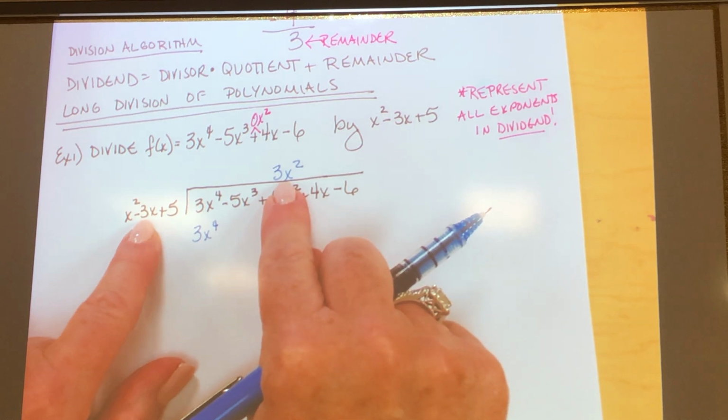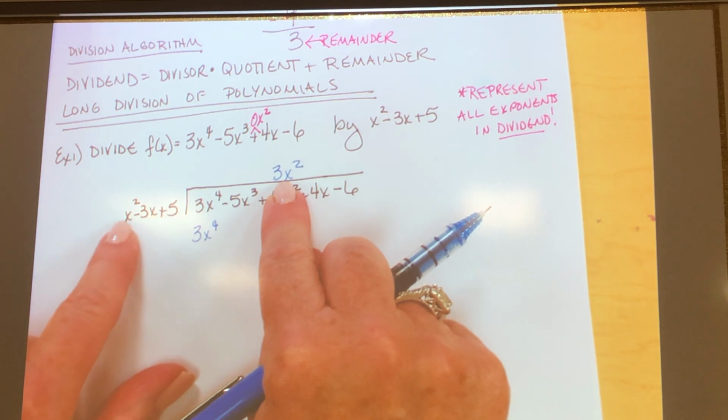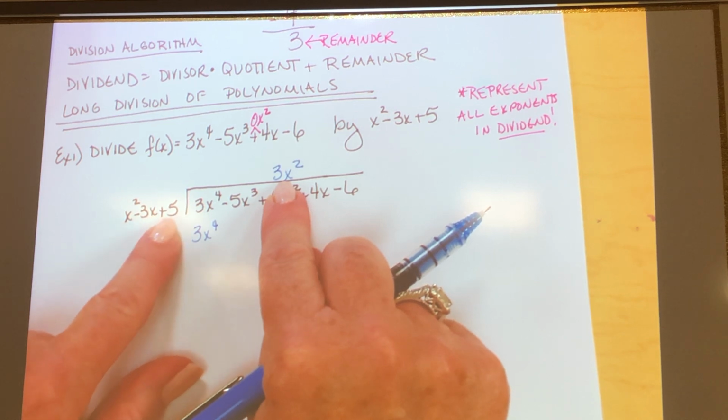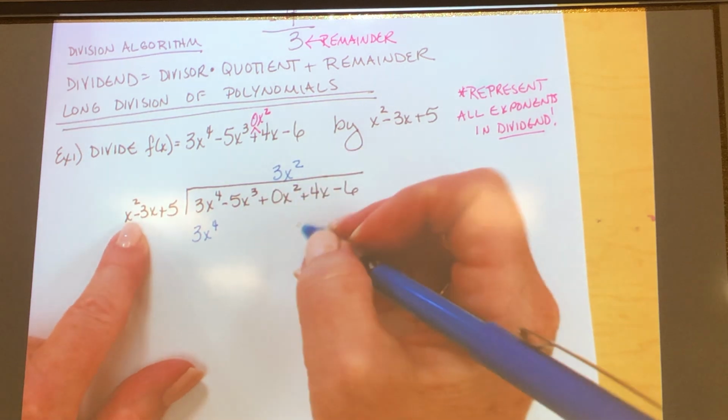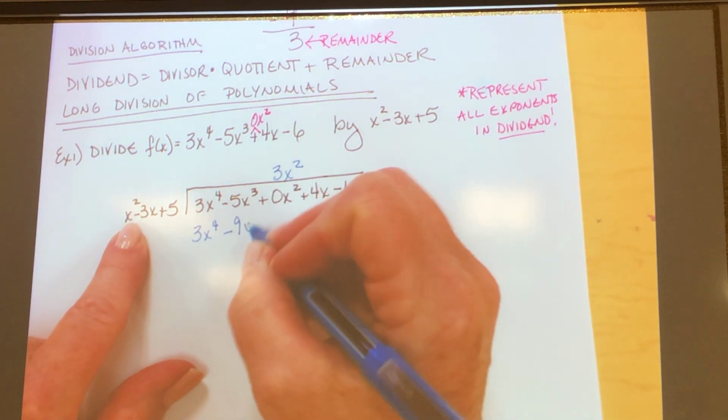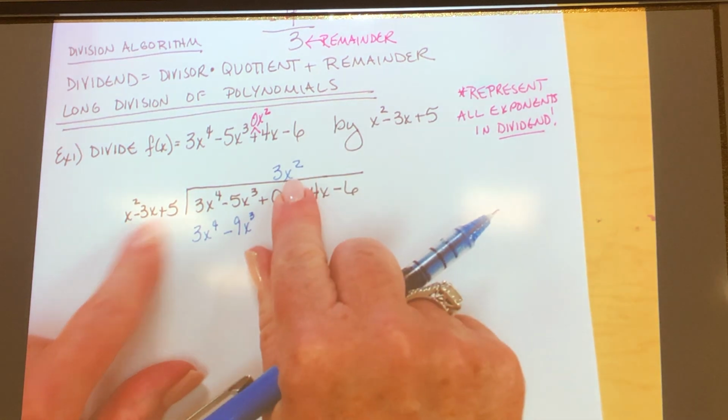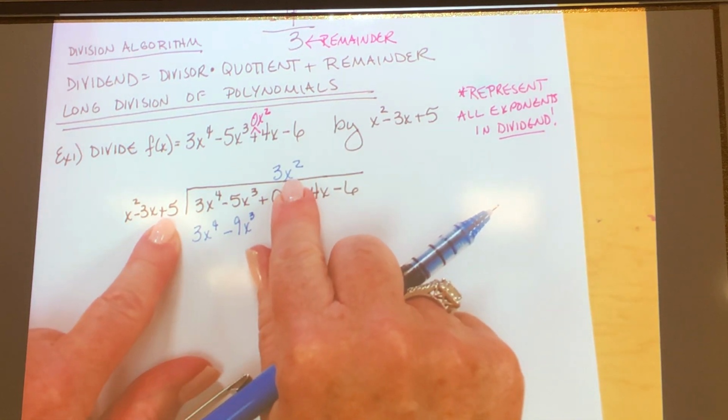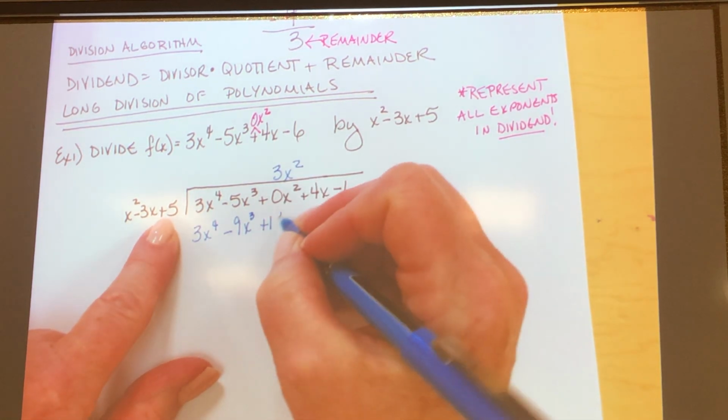What is 3x squared times, y'all look, this is a trinomial. Whatever you do to one, you gotta do to everybody. So you gotta go all the way across. Negative 9x to the what? 3rd. Very good. What is 3x squared times 5? 15x squared. So plus 15x squared.